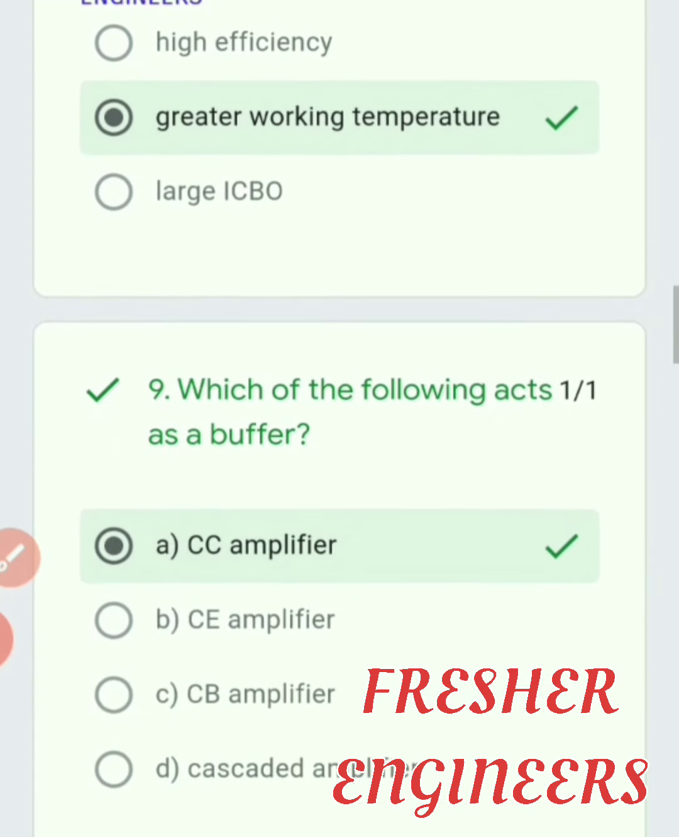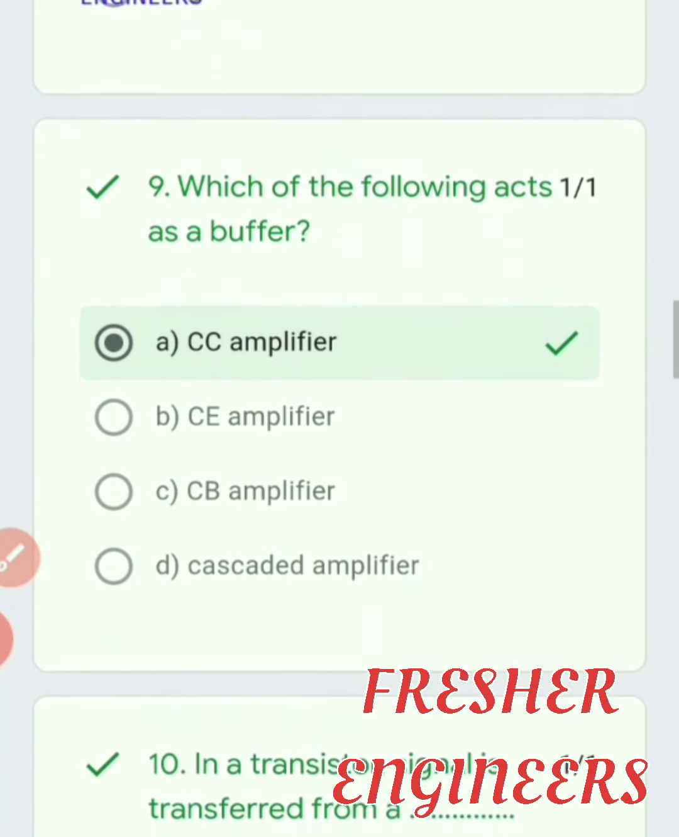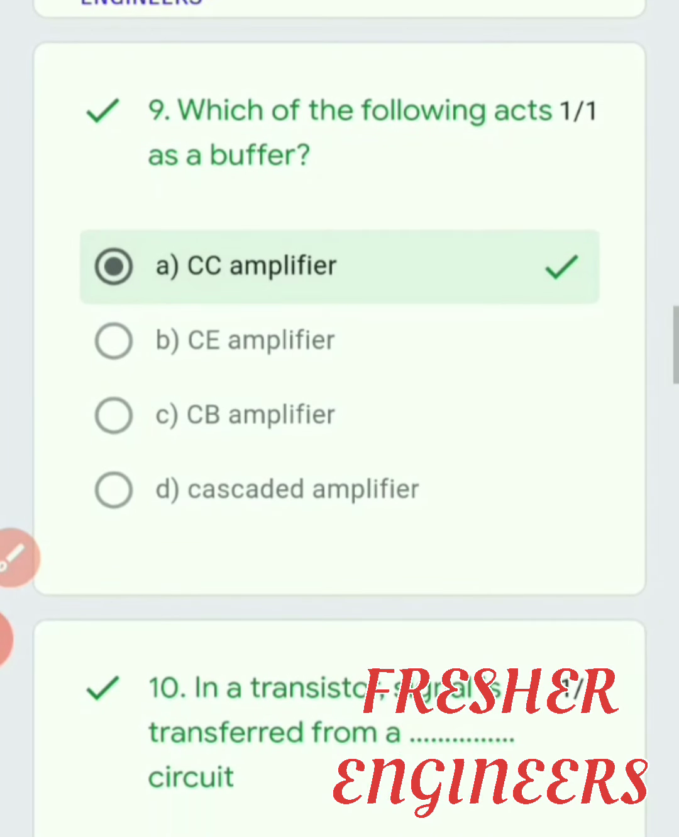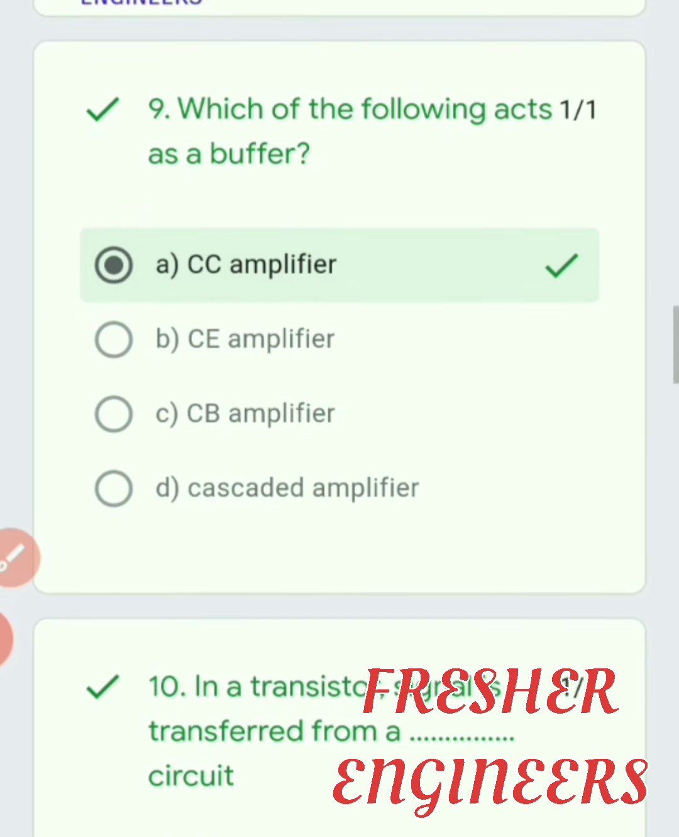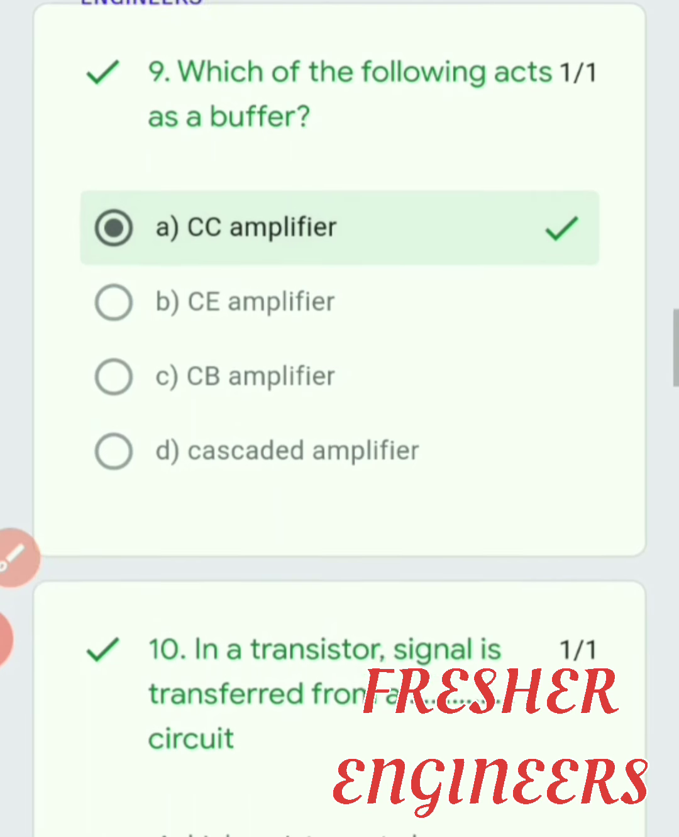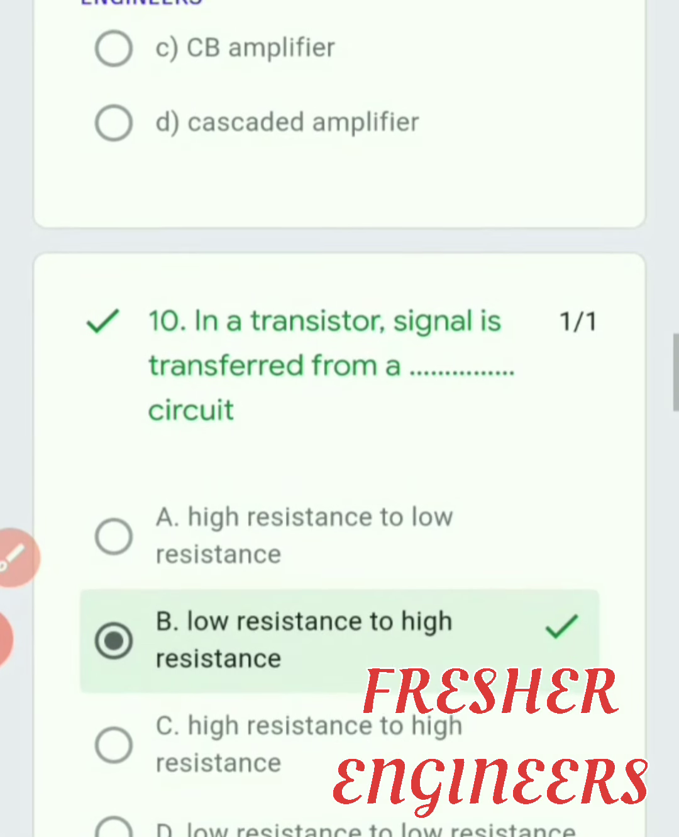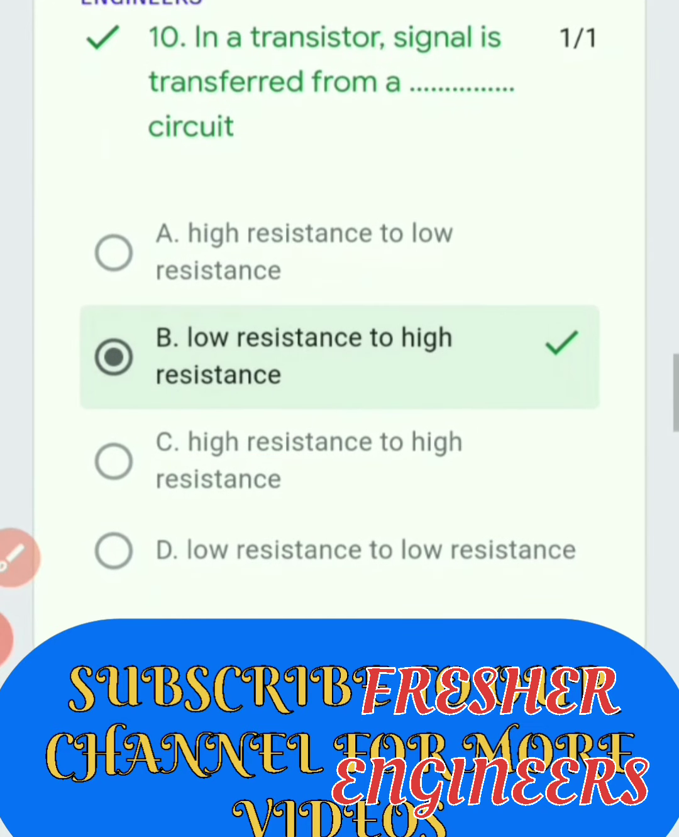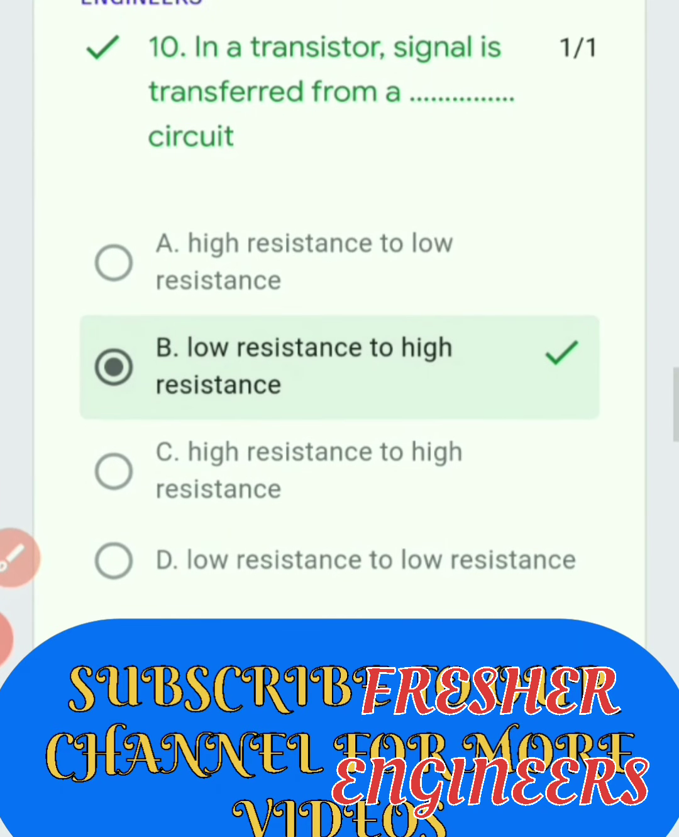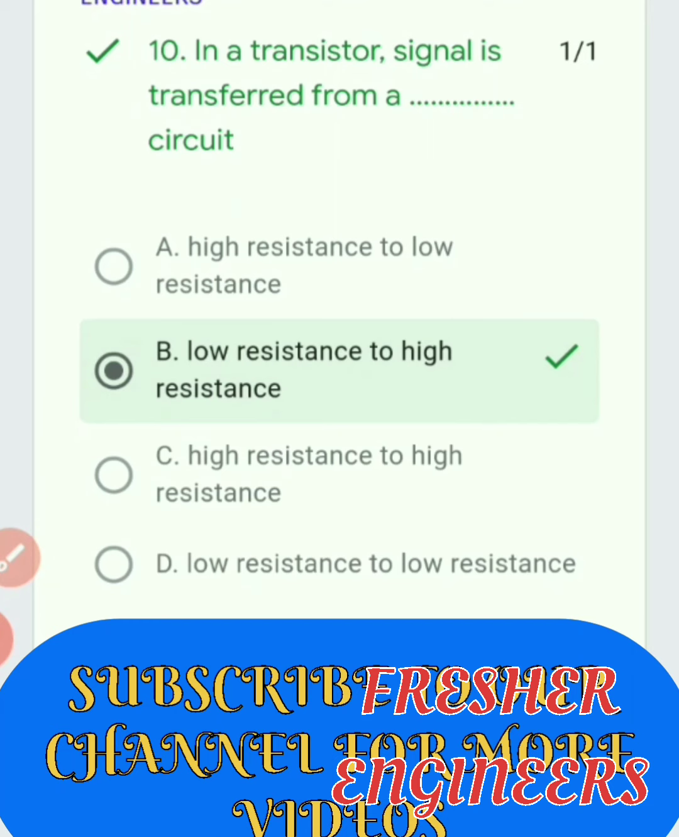Which of the following acts as a buffer? That is, CC amplifier works as a buffer. Hence the correct option is A. In a transistor, signal is transferred from a low resistance to high resistance circuit. Hence the correct option is B.